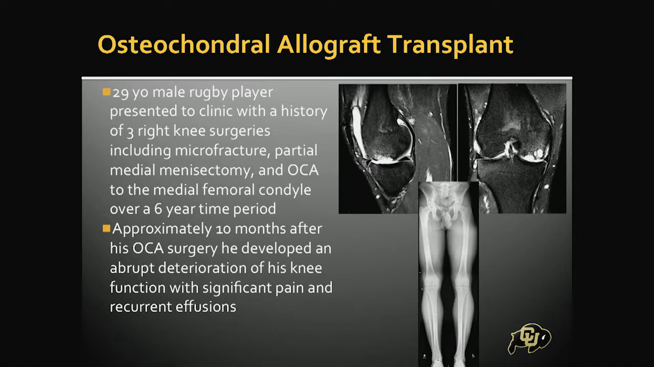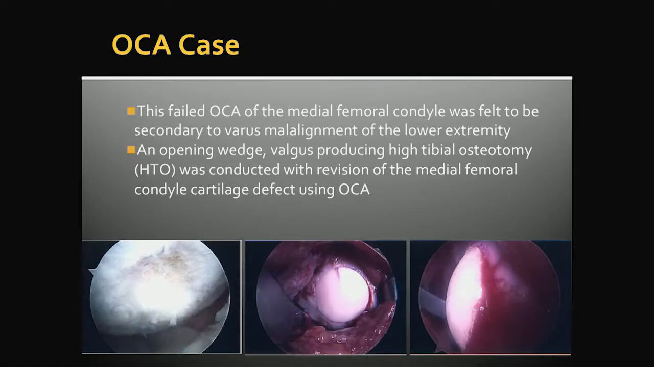Long alignment films were taken in clinic, and they showed that his knee was in a pretty significant amount of varus, and his weight-bearing axis was right in the center of the medial compartment. So all this taken into consideration, it was felt that most likely his OCA had failed because of graft overload, because of his malalignment. As such, he was offered an opening wedge valgus-producing HTO and a revision OCA. And that's what he had done.